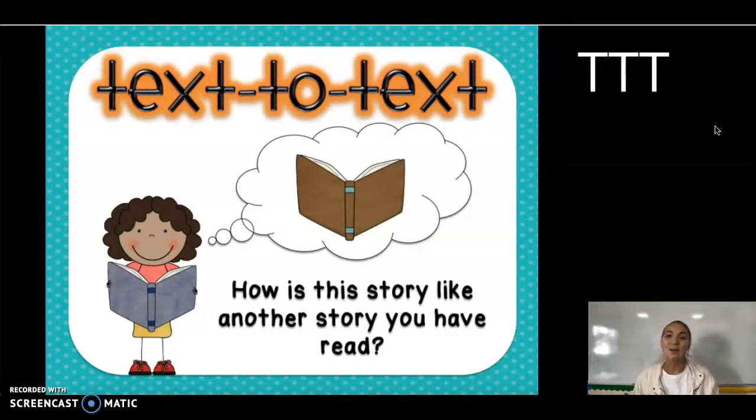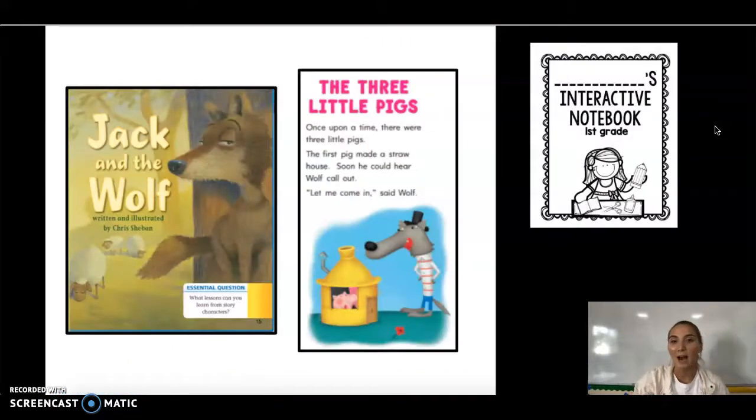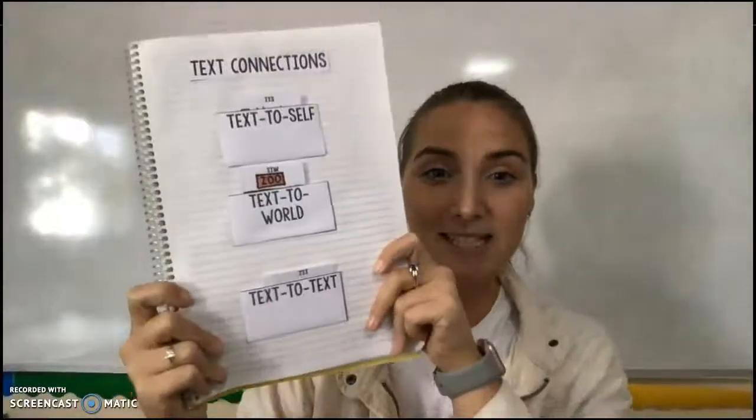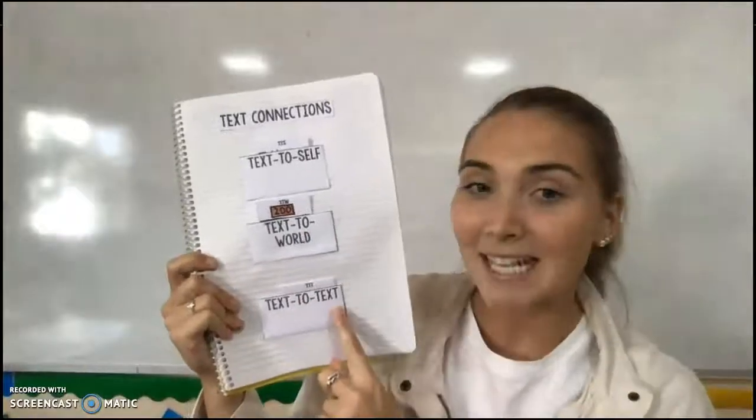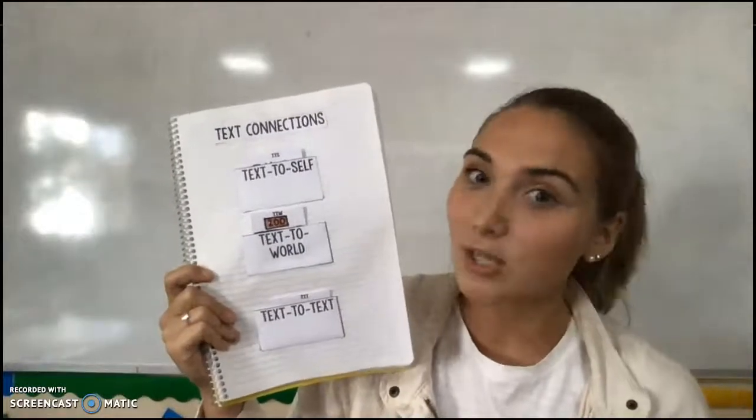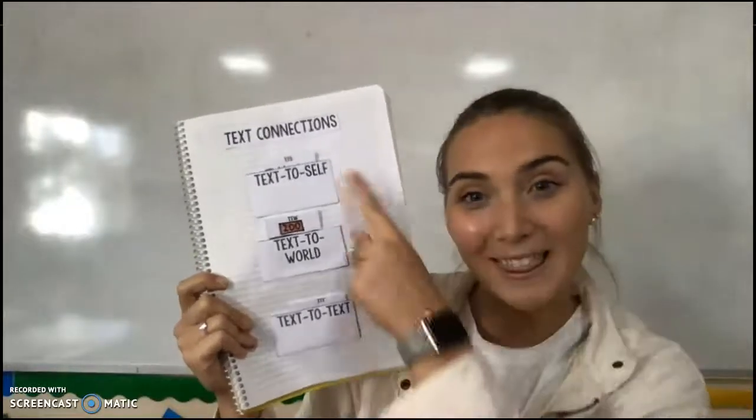Alrighty, boys and girls, today we are going to practice making these types of connections. Text to self, text to world, and text to text connections using our two stories from this week, Jack and the Wolf and the Three Little Pigs. In your interactive notebook, boys and girls, you are going to do an activity that looks like this. You're going to cut out and make the pockets. We have text to self connections, text to world connections, and text to text connections. You're going to look at our story this week to make these connections.